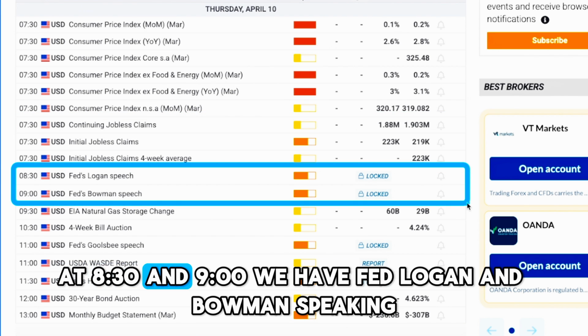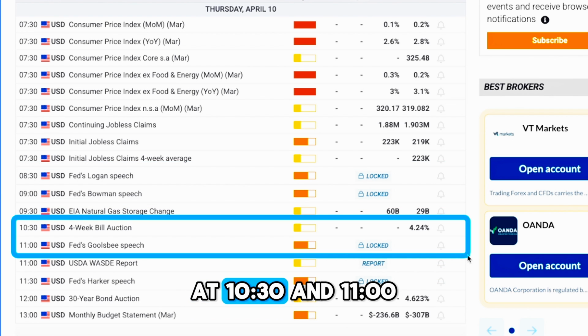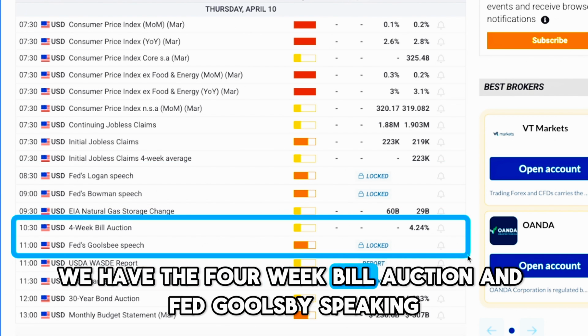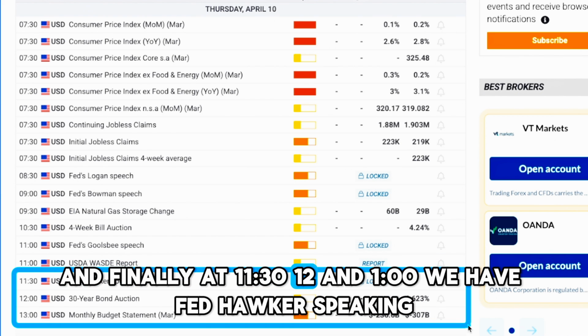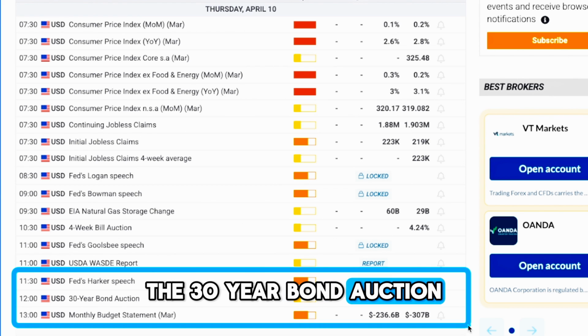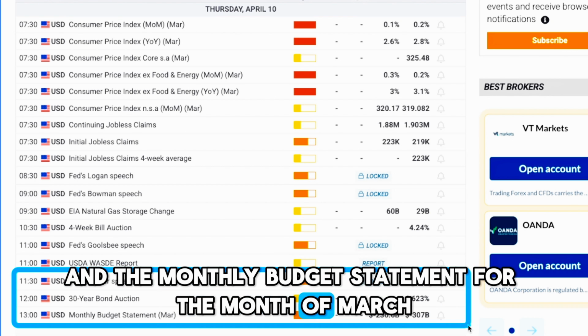At 8:30 and 9 o'clock, we have Fed Logan and Bauman speaking. At 10:30 and 11 o'clock, we have the 4-week bill auction and Fed Goolsbee speaking. And finally, at 11:30, 12, and 1 o'clock, we have Fed Hawker speaking, the 30-year bond auction, and the monthly budget statement for the month of March.